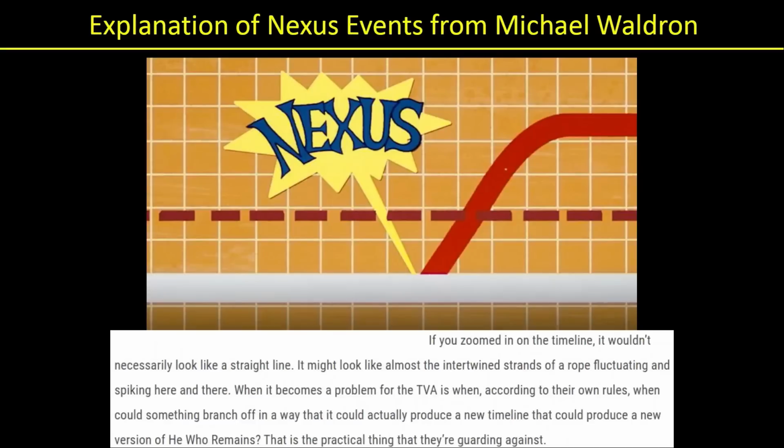But then he goes into it more, which is great. A little later he says, "If you zoomed in on the timeline, it wouldn't necessarily look like a straight line. It might look like the intertwined strands of a rope, fluctuating and spiking here and there. When it becomes a problem for the TVA is when, according to their own rules, could something branch off in a way that could actually produce a new timeline, that could produce a new version of He Who Remains? That is the practical thing they're guarding against." Wow. I mean, so major, so important here.